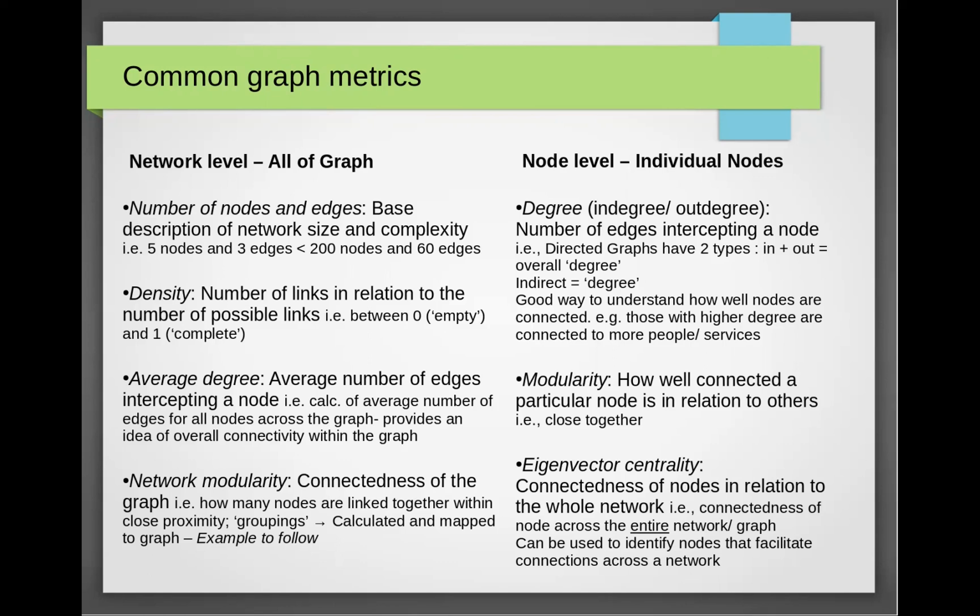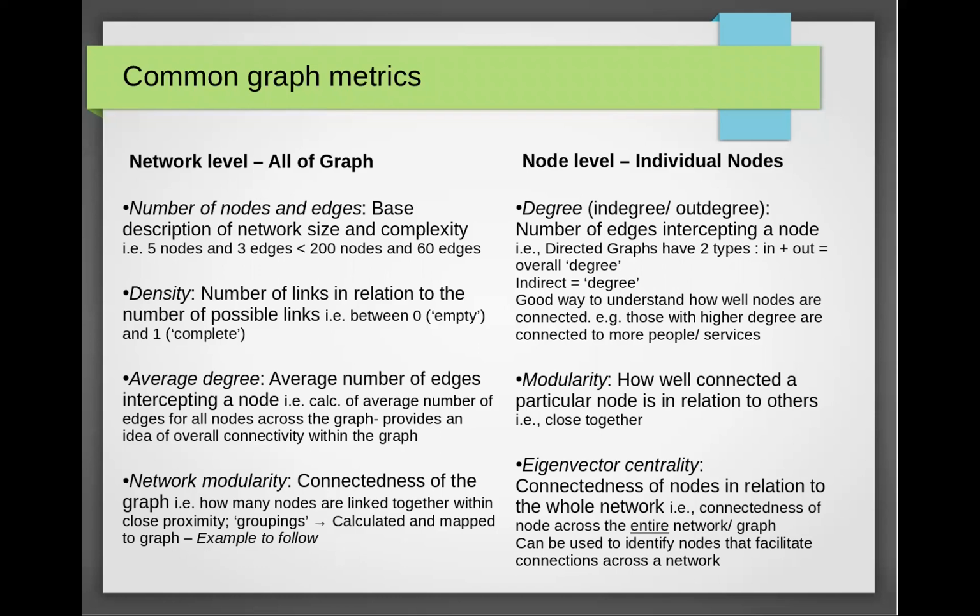Remember, the degree is the number of edges going out of each node. And so with the average degree, let's say that one node has 5 edges, another has 2, and another one has 6. Well, then you'd sum them all together and divide by 3 to work out the average degree. And then with the network modularity, this is really thinking about the connectedness of the graph. How many nodes are clustered together within close proximity, and have some kind of groupings, and you may have more distinct groupings that exist in different areas.